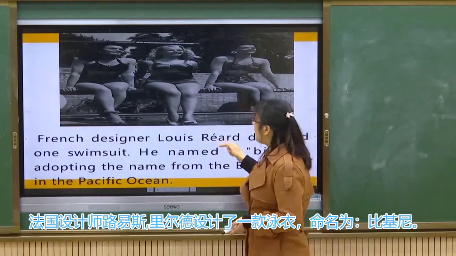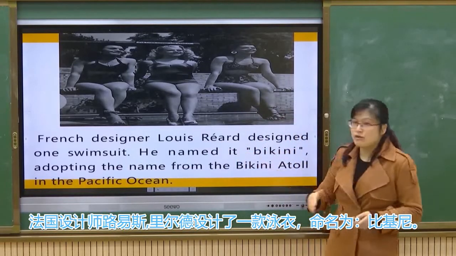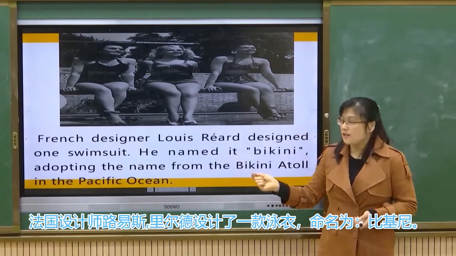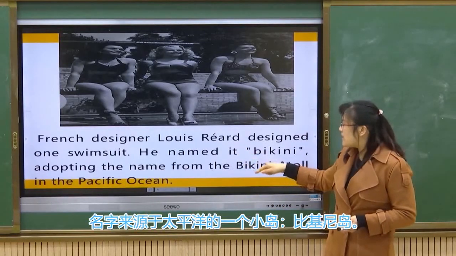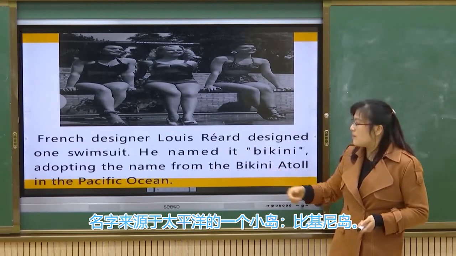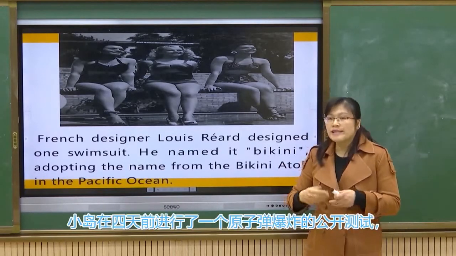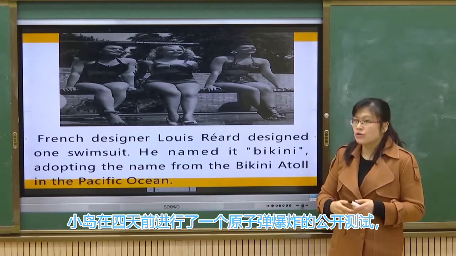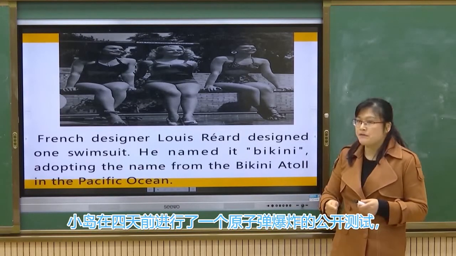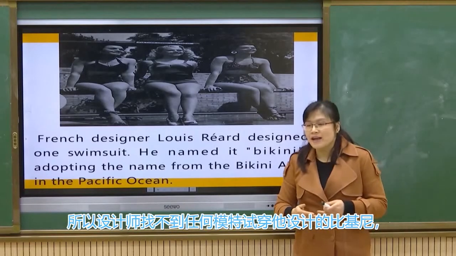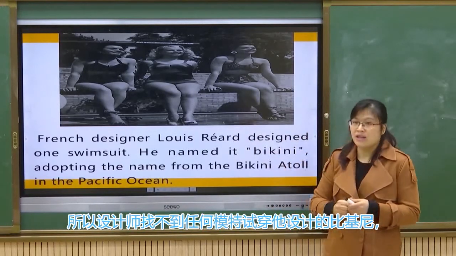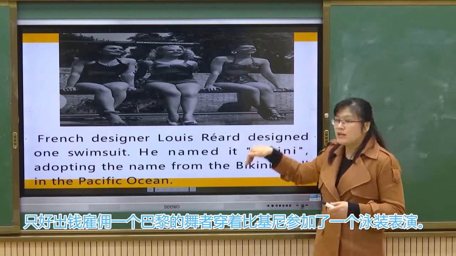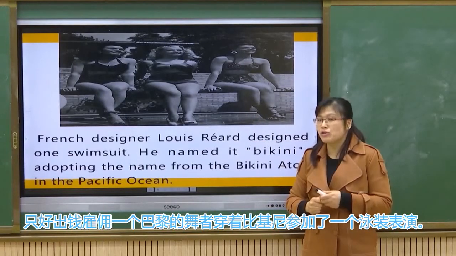French designer Louis Reard designed a swimsuit during this period of time. He named it Bikini, adopting the name from the Bikini Atoll in the Pacific Ocean. On this island, a public test of a nuclear bomb had taken place four days before. So he could not find any model to wear his bikini. He hired some dancers from Paris to wear the bikini and take part in a swimsuit show.